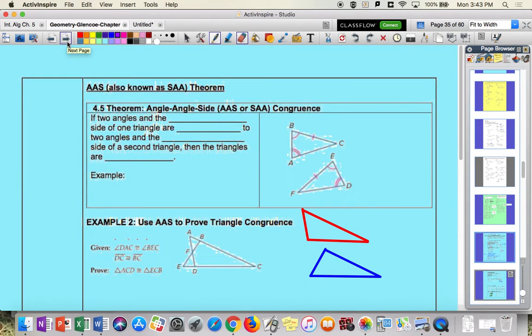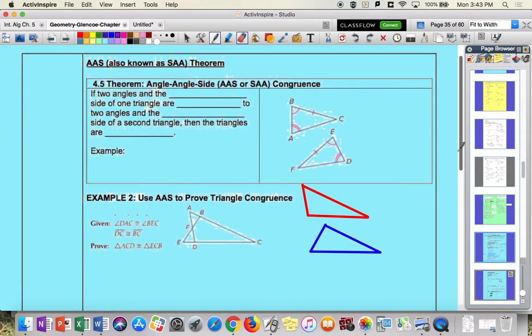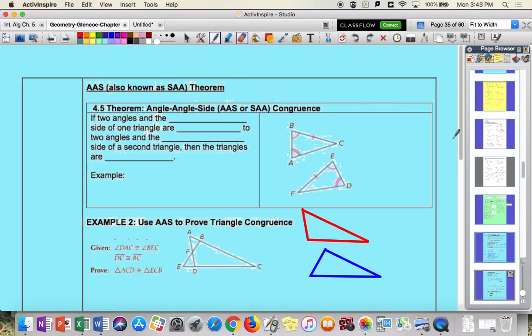All right, so let's move on to the second page, and this will be the last of our 4 congruent shortcuts. And so this one is called an angle-angle-side, or side-angle-angle. You can go in forwards or reverse. But don't mistake it for the ASA shortcut.